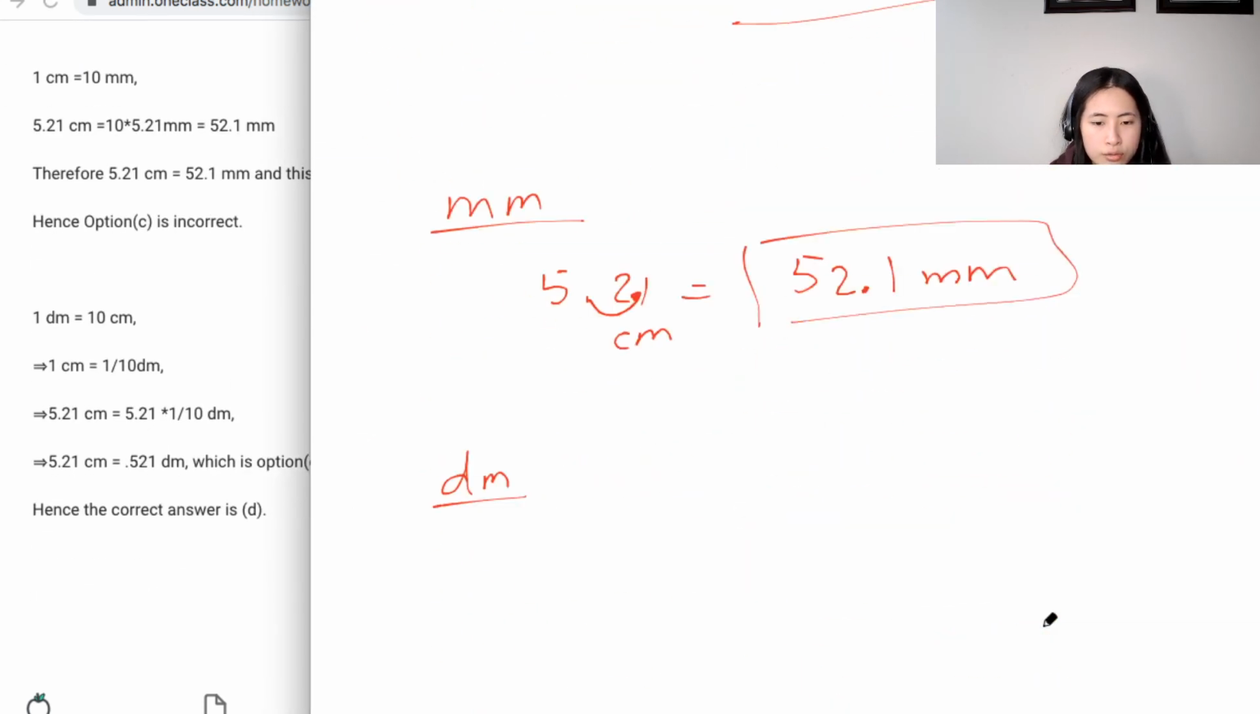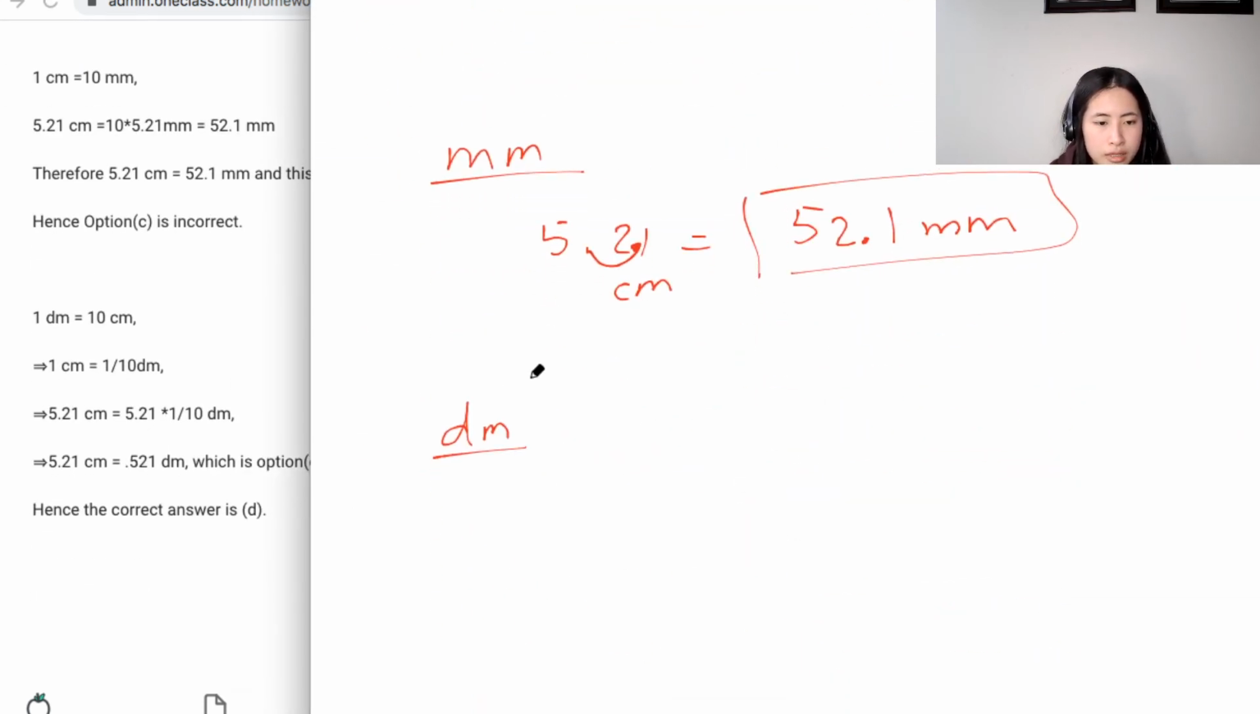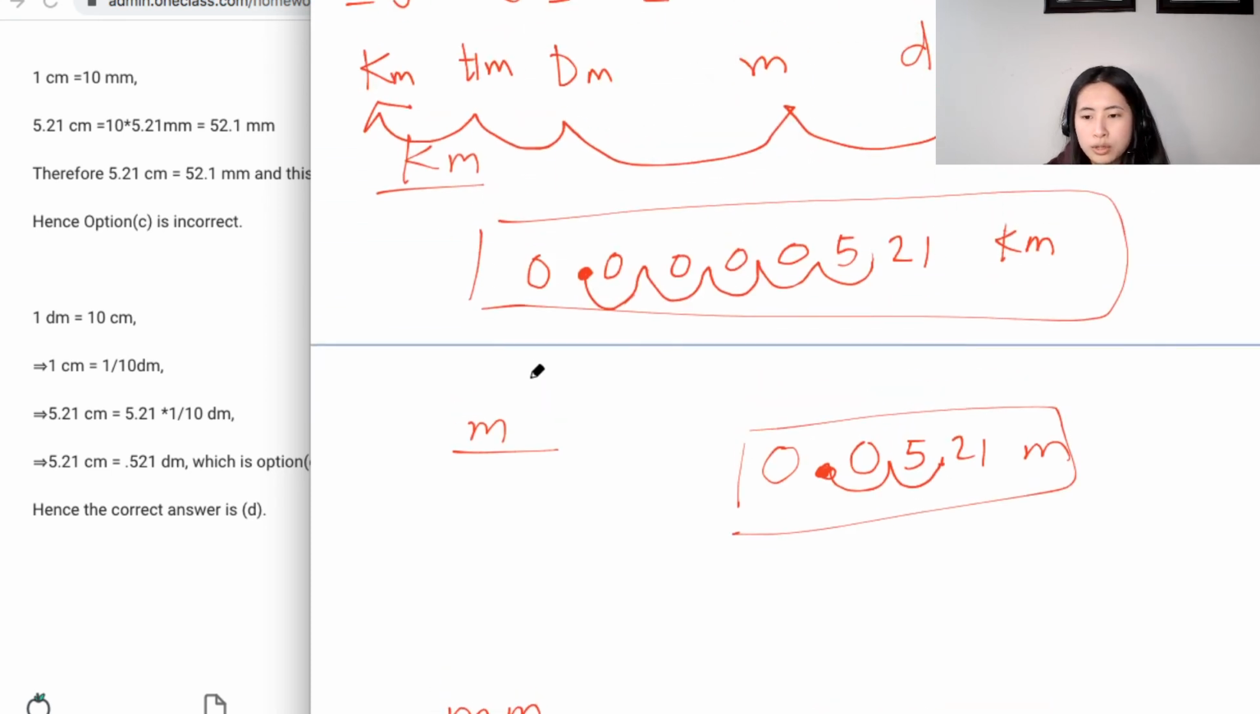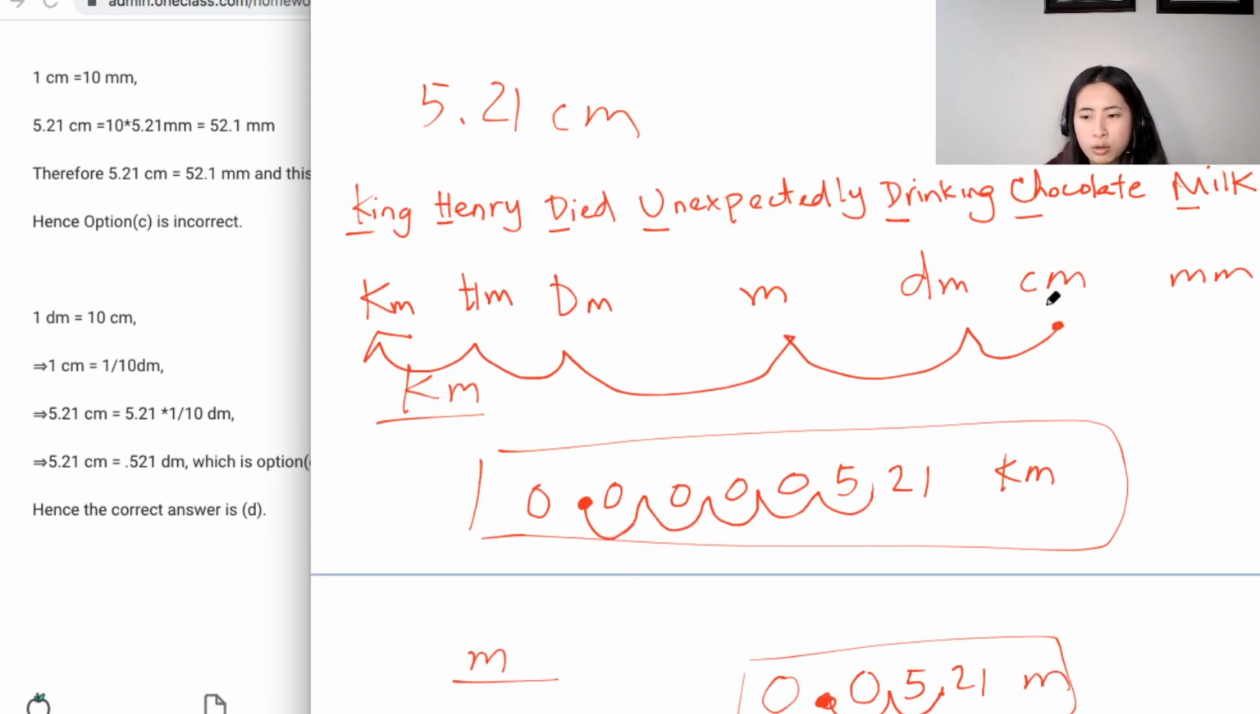Okay, now let's move on to decimeters. For decimeters, we know that we're starting at centimeters, and all we have to do is divide 5.21 by 10. Why are we dividing? Because we're moving to the left. From centimeters, we want to move towards decimeters. And the number that we need is just 10 because we're moving once. Therefore, it's only a 1 and a 0.